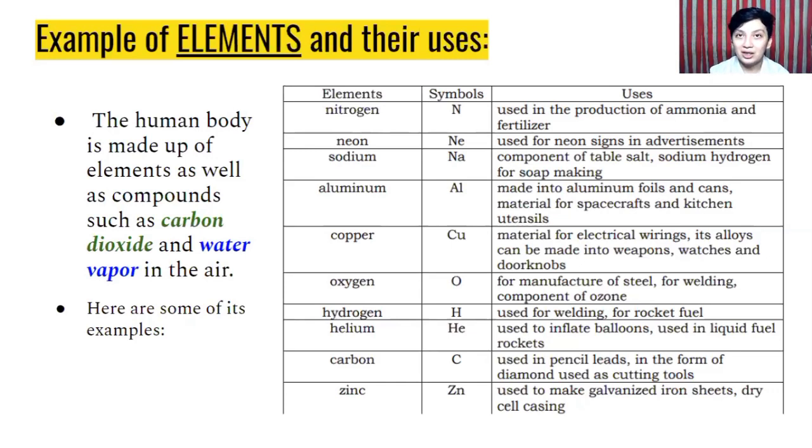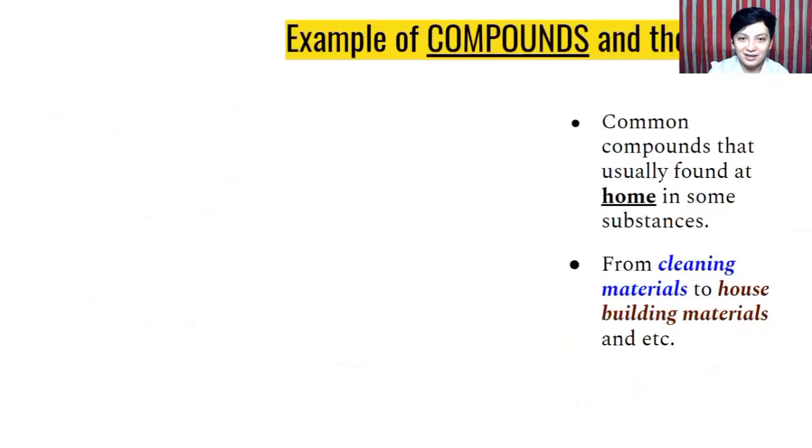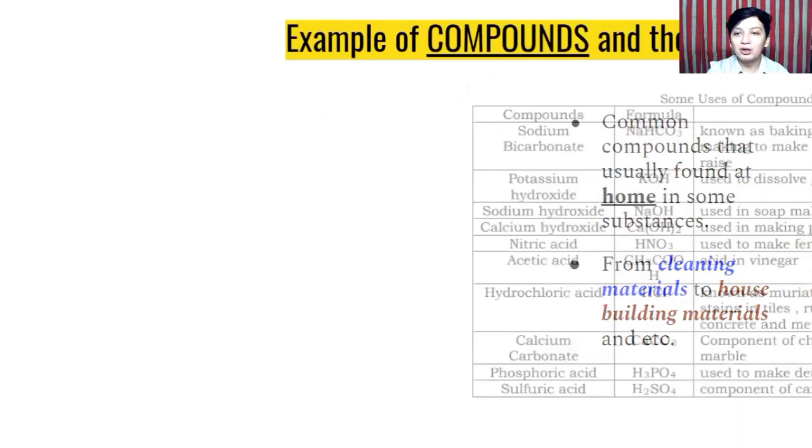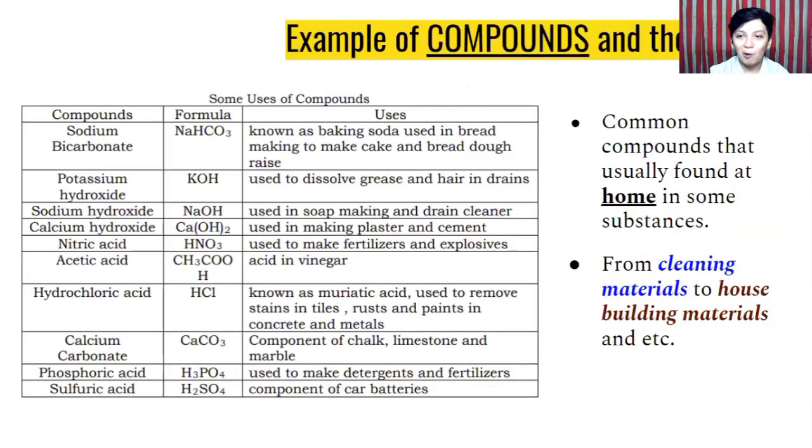Carbon, which is C for its chemical symbol, used in pencil leads, and in the form of diamond, used as cutting tools. And zinc, which is Zn, used to make galvanized iron sheets and dry cell casing. And then here are some examples of compounds. Common compounds are usually found at home in some substances, from cleaning materials to household building materials, and so on.